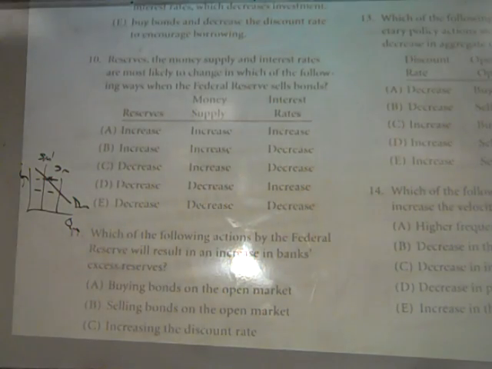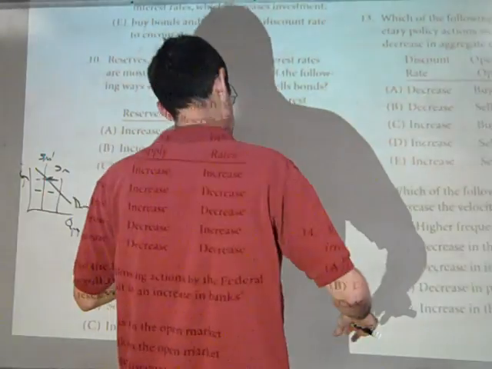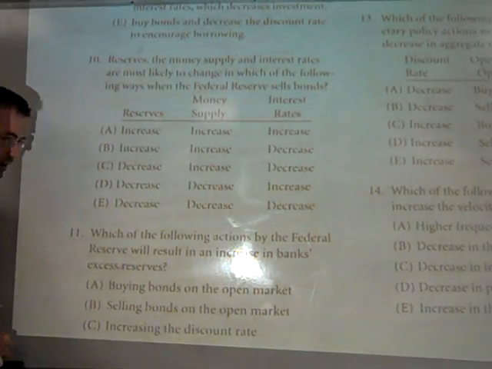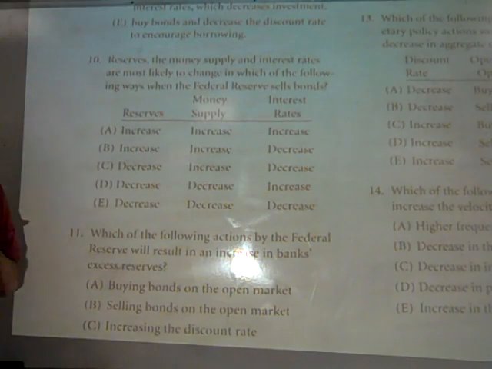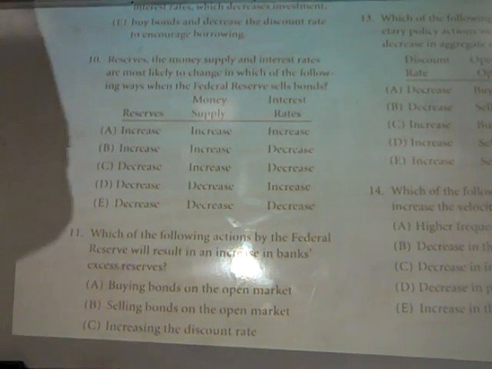Number 10. Okay. Reserves, the money supply and interest rates are likely to change in which of the following ways when the Fed sells bonds? Selling, let me think what that would be. I don't want to memorize. If I was the Fed and I was selling bonds, the bonds would go away from me and money would come to me out of the system. That's contractionary. And all these tools of money policy work through bank reserves.